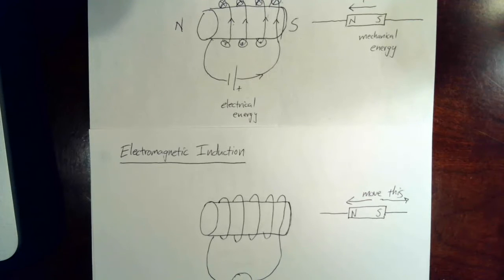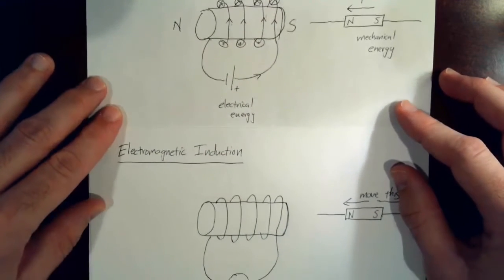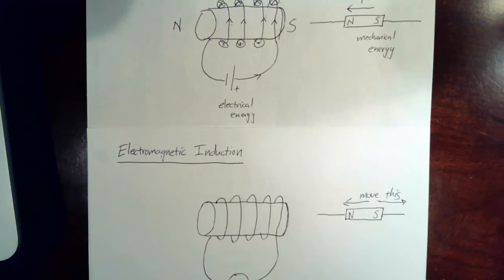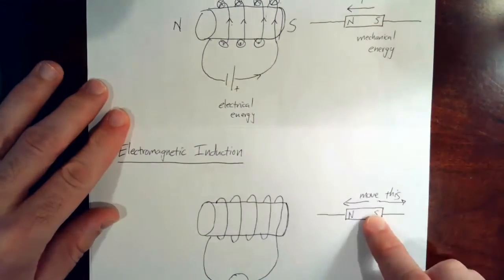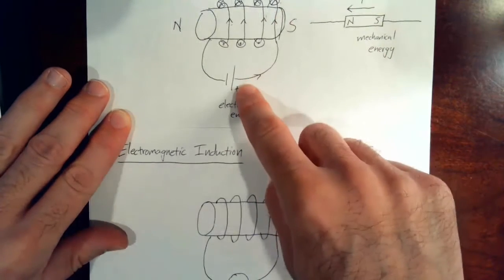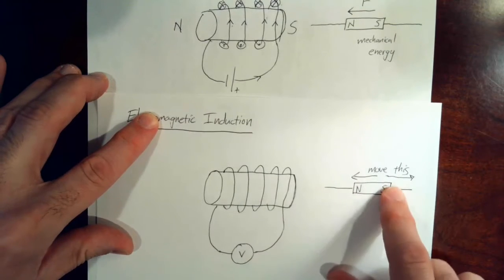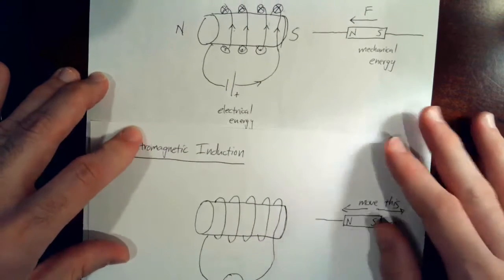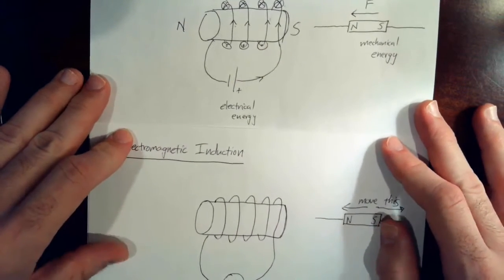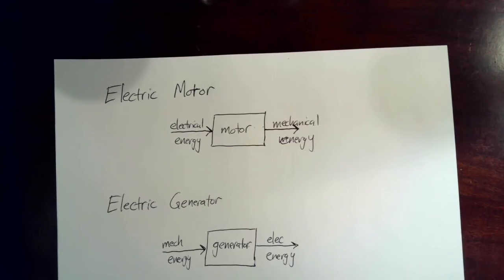Okay, so going back to my drawings of the electric motor and the electric generator, notice that they consist of the same components. They consist of a magnet and a coil, and that's pretty much it. In this case, we have a battery to provide the input. In this case, we don't have a battery to provide the input because the input's coming from over here. So you can see that a generator and a motor are built from the same components.